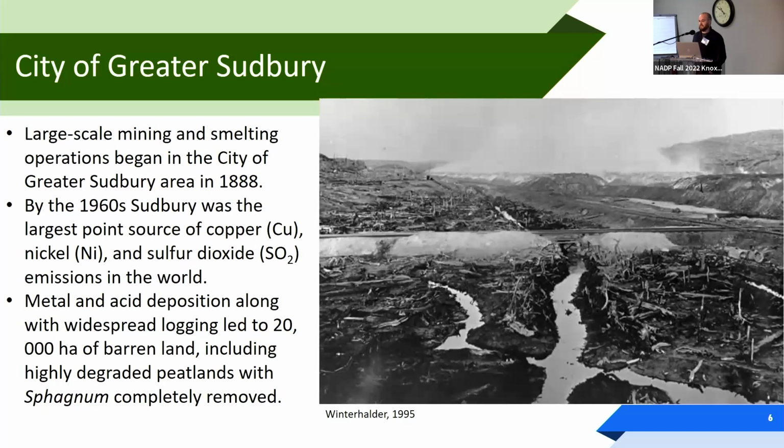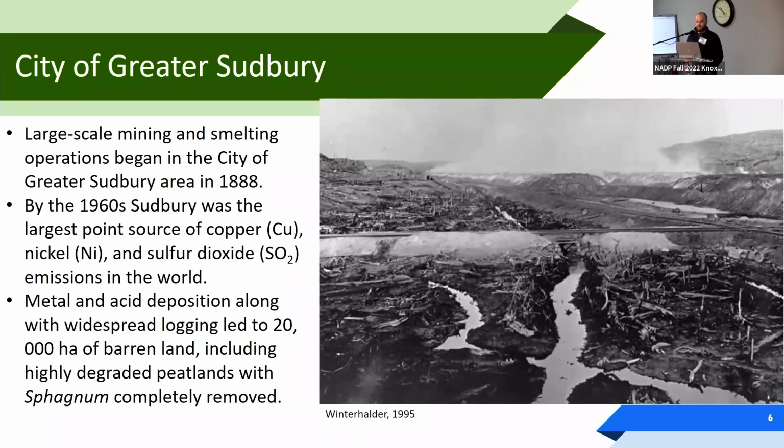And in the 1960s, Sudbury was the largest point source of copper, nickel, and sulfur dioxide emissions in the entire world. And so to fuel a lot of these open bed roast yards, they harvested the whole area. They cut down all the trees, and then acid rain and metal deposition was so high that no vegetation could grow back. So it led to 20,000 hectares of barren land, including highly degraded peatlands where lots, if not all, of the sphagnum species were completely removed.